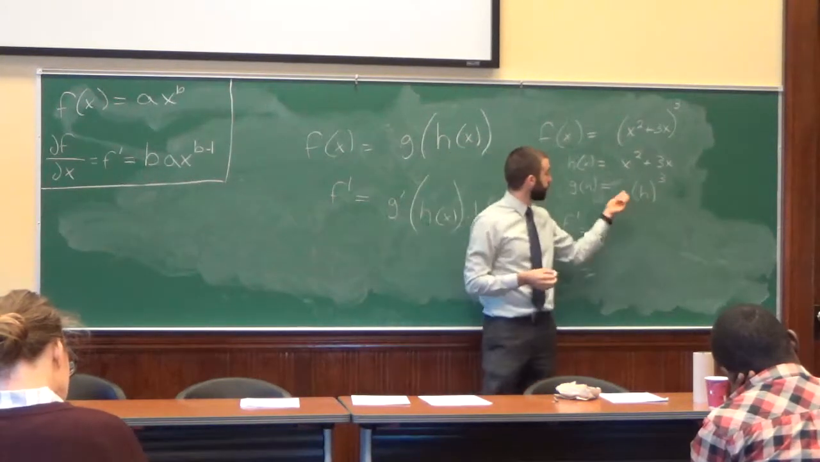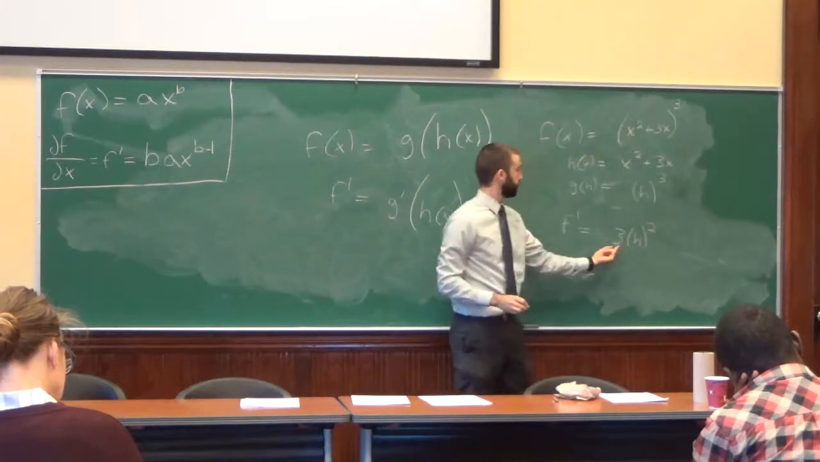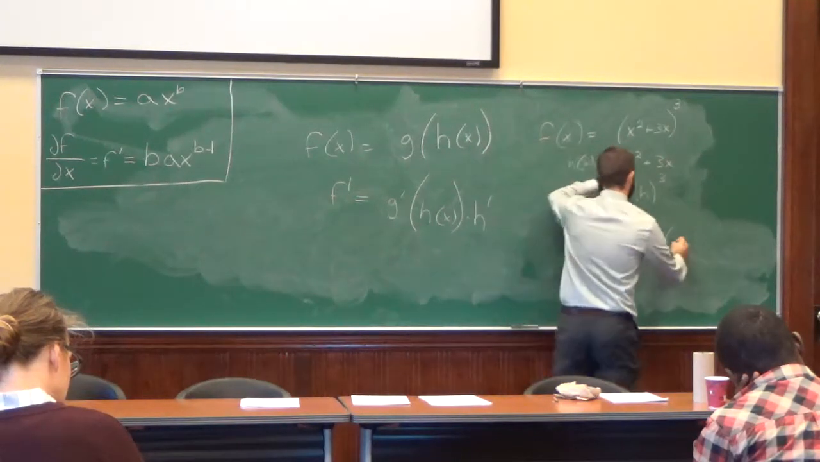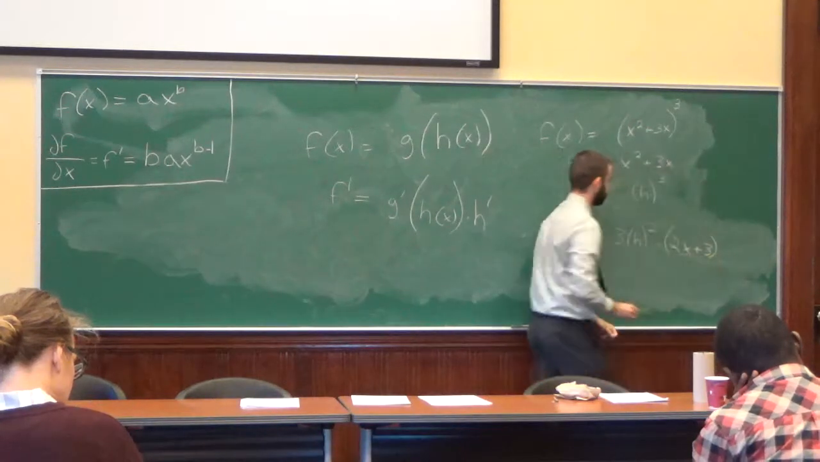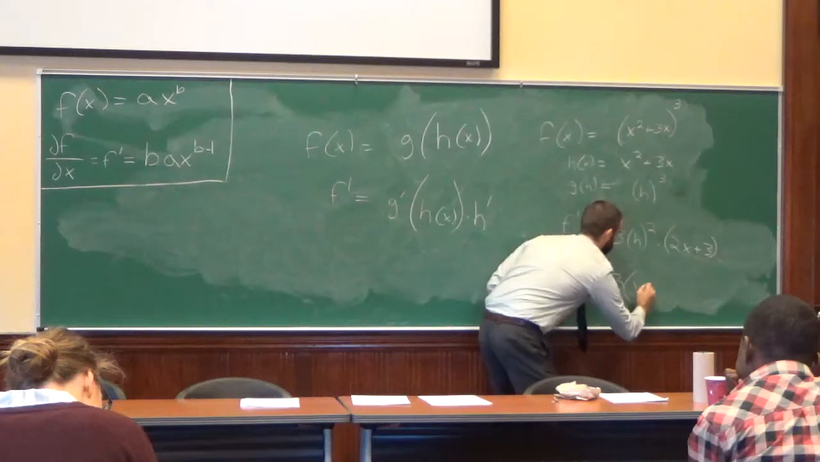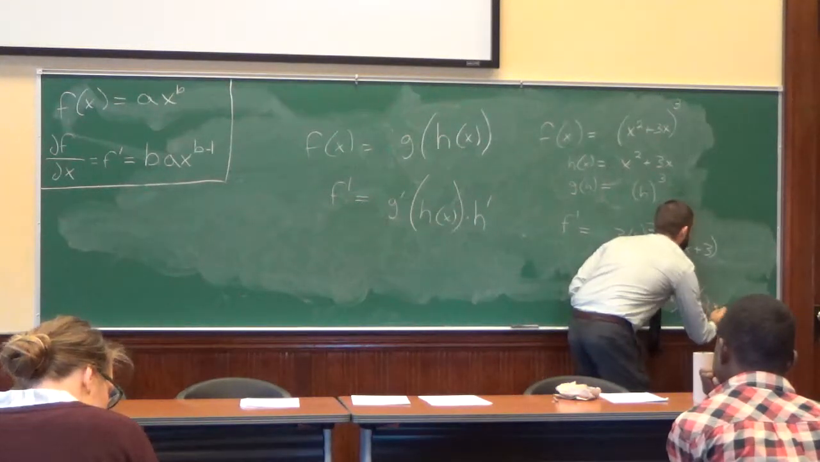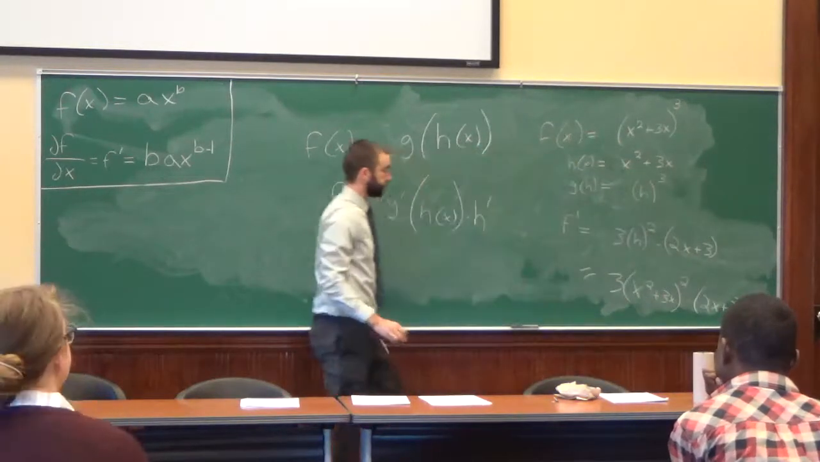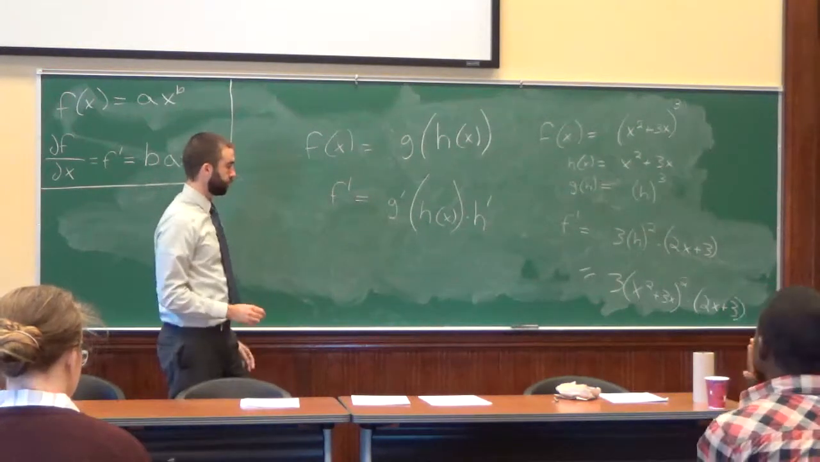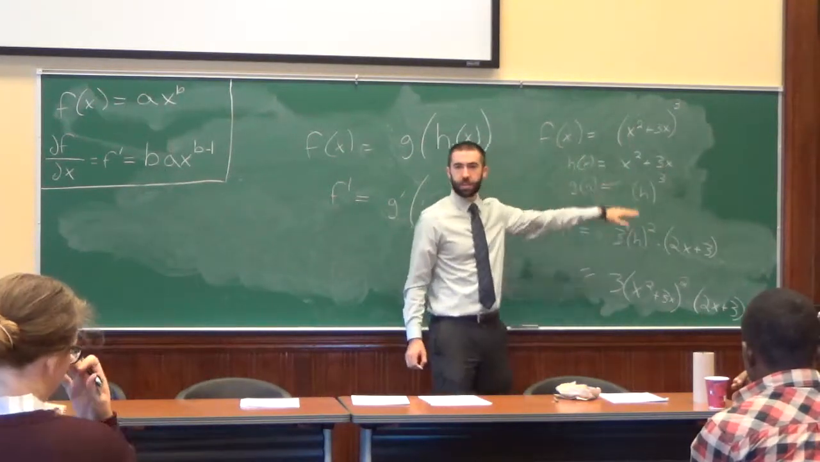So how do we do it? We take the derivative of the outer function first: 3 times h squared. Derivative of the outer function times the derivative of the inner function. Well, what's the inner function? That's this one, and the derivative of that is 2x plus 3. Alright, so there's my derivative. I just need to plug h back in. So 3 times x squared plus 3x, all that squared, times 2x plus 3. What do you think of that? Does the inner and outer function make sense now?